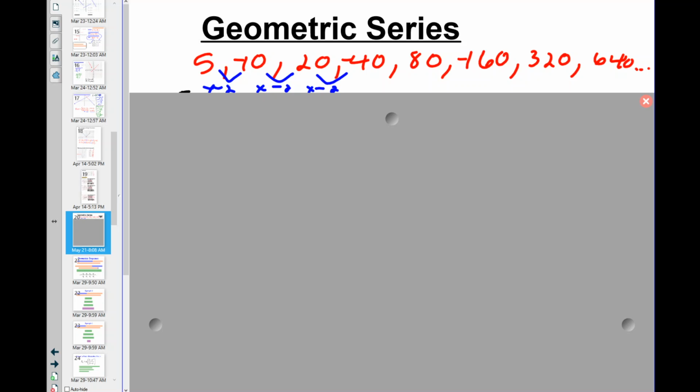You can have negative common ratios. Juan, how does that paper smell? I sprayed it with linen scent. It should smell like fresh linen.